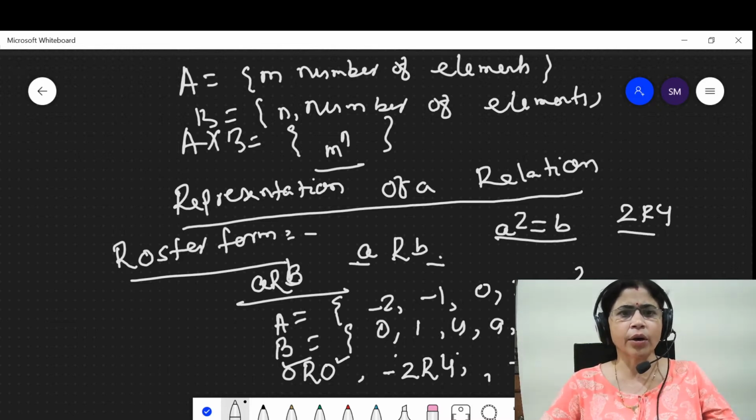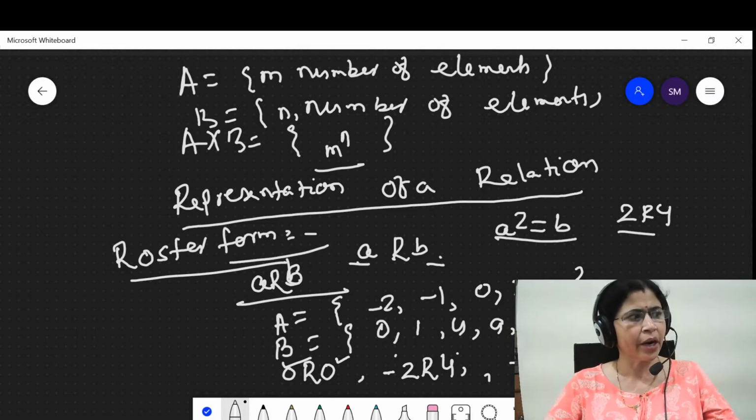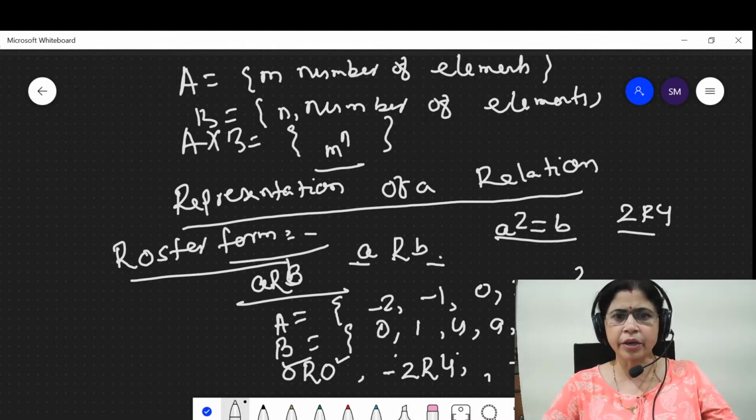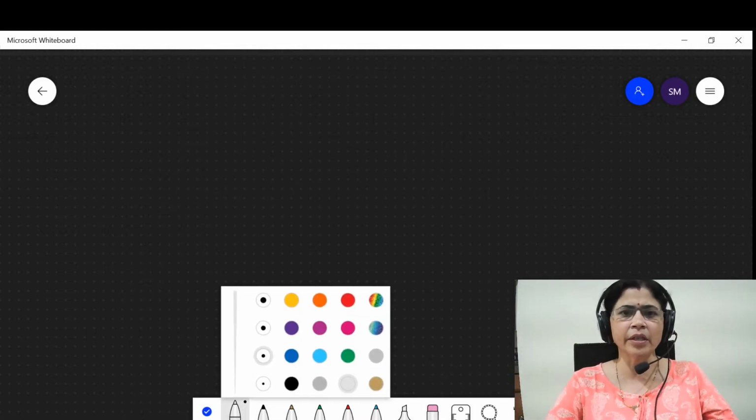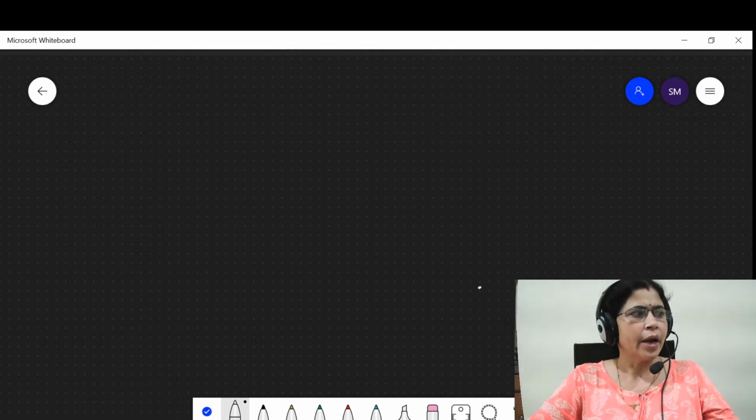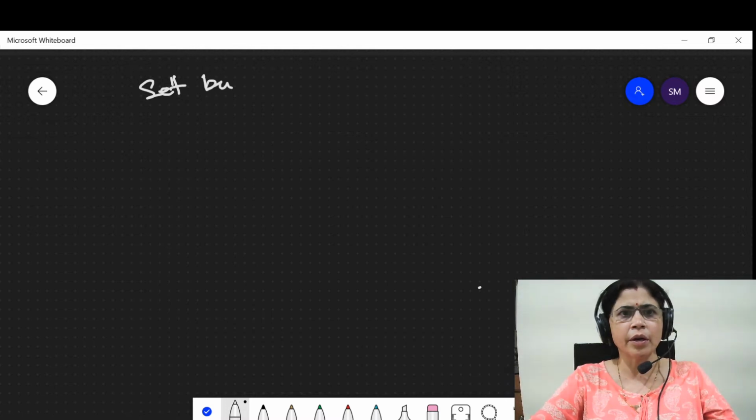These are the representations of the set in roster form. Then in the set builder form we can write it in this way. This is the representation of roster form, and now the set builder form.